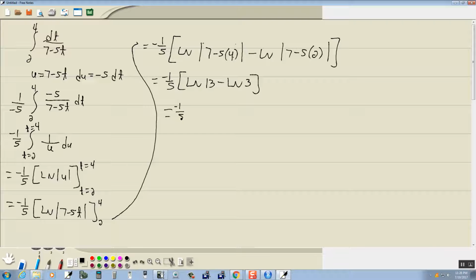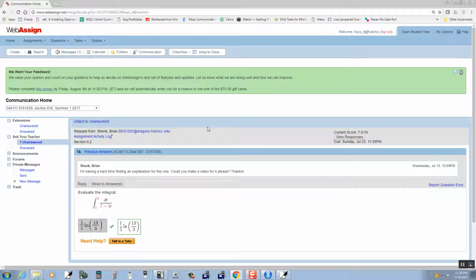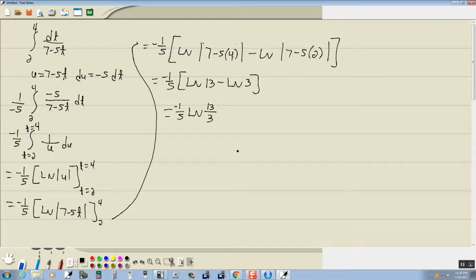Okay, so we've got negative 1/5. Now, if you have natural log of something minus natural log of something, or just log of something minus log of something, subtraction becomes division. So this would be natural log of 13 over 3. Positive. Maybe it should have been 4 and 2.